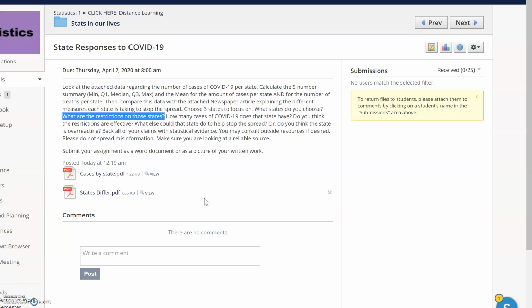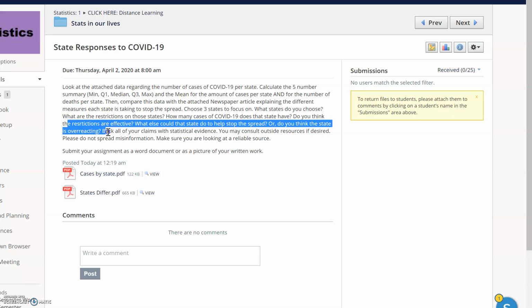Okay, so if the resources that I have attached are not enough for you, you're welcome to look at other resources here. But what restrictions are currently in place in those states? How many cases does each of those states have? Do you think the restrictions are effective based off the number of cases that they have?